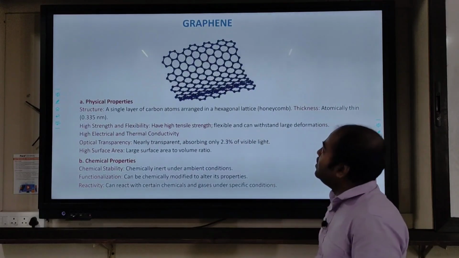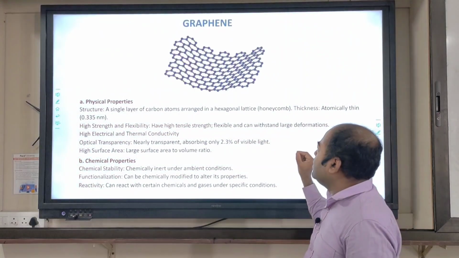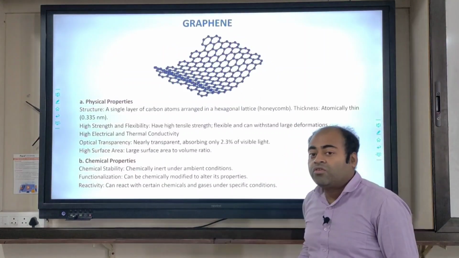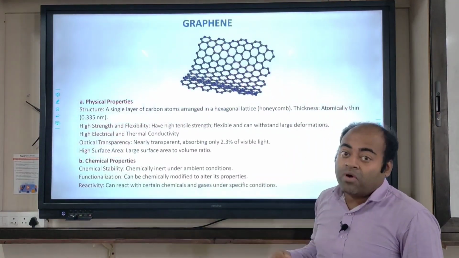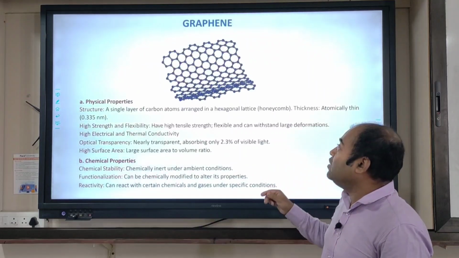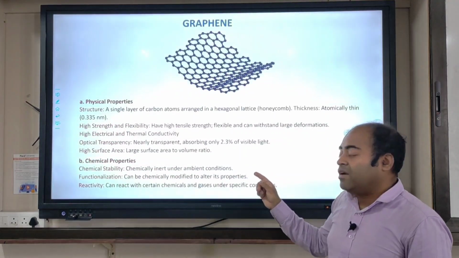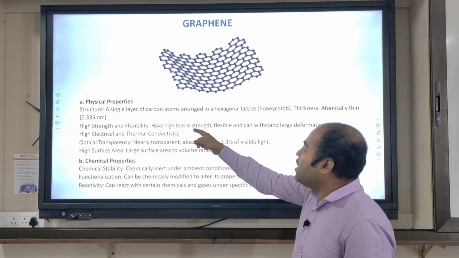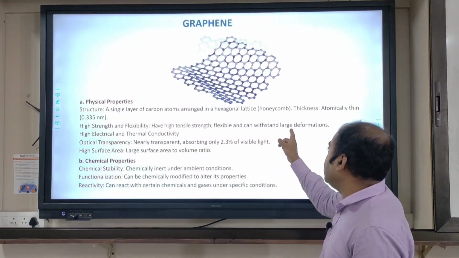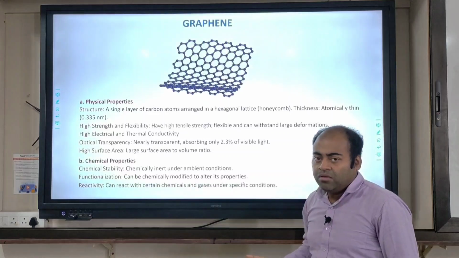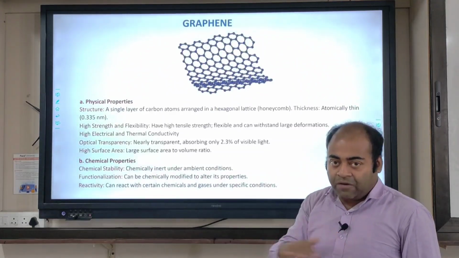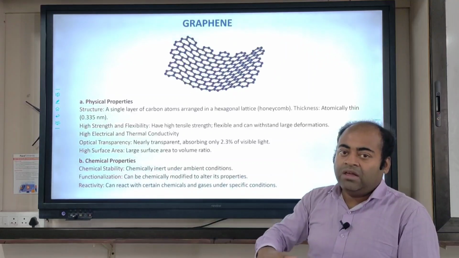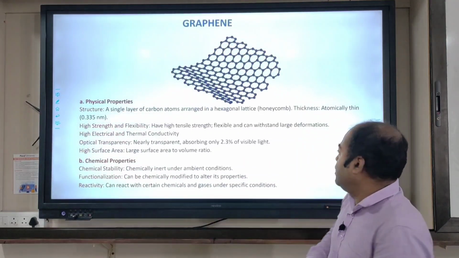So we will study graphene briefly. Once graphene was discovered, it was termed a wonder material. Why graphene is a wonder material, we will understand from its physical and chemical properties. A single layer of carbon atoms arranged in a hexagonal lattice is called graphene, because it has come from graphite, which is a large number of layers of this component, that is graphene.